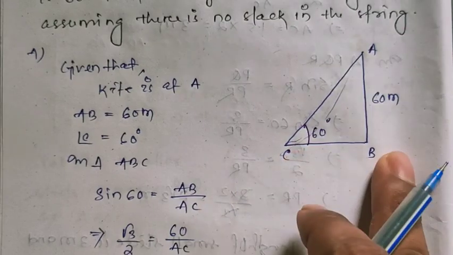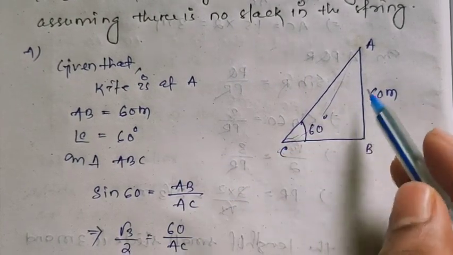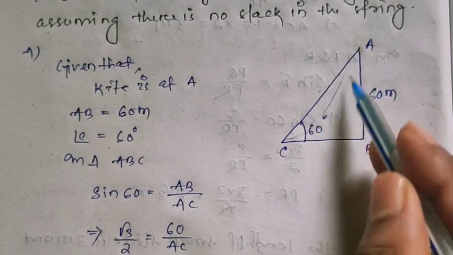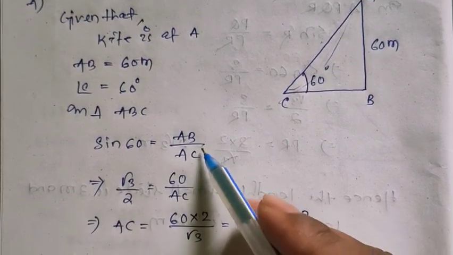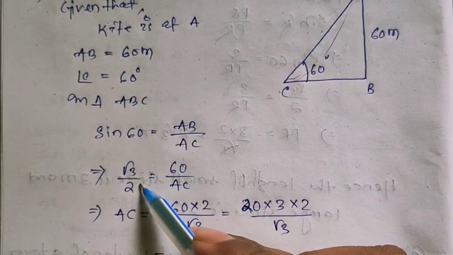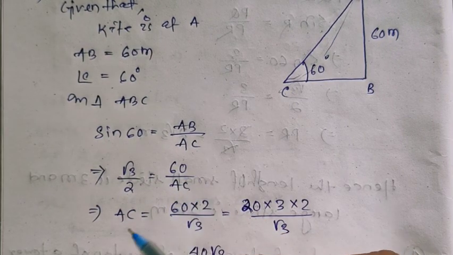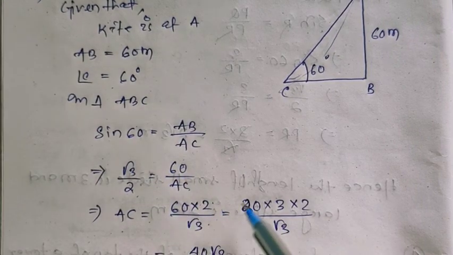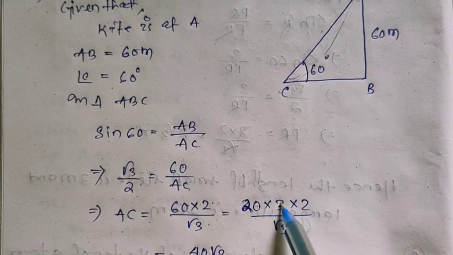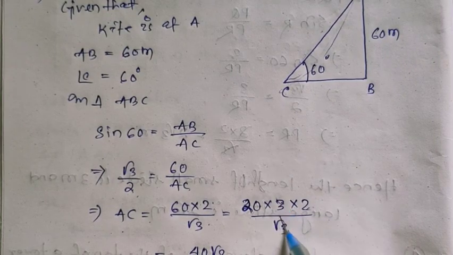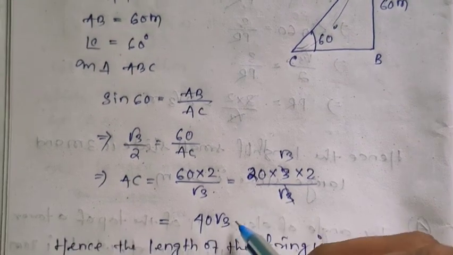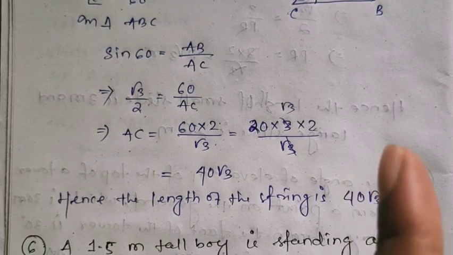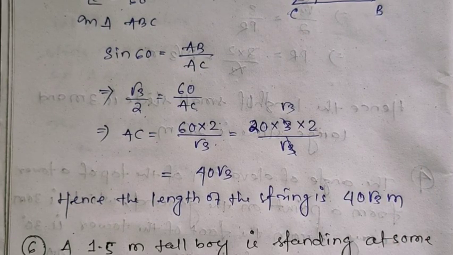In triangle ABC, we have to find AC. So sin 60 is equal to P by H, that means AB by AC. This implies sin 60 is equal to root 3 by 2, which is equal to 60 by AC. This implies AC is equal to 60 into 2 divided by root 3. I can write 60 as 20 into 3, so 20 into 3 into 2 divided by root 3. Here 3 and root 3 will be cancelled, leaving root 3. So the answer will be 40 root 3. Hence the length of the string tied to the kite is 40 root 3 meter.